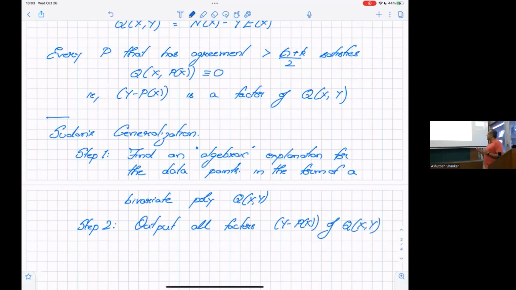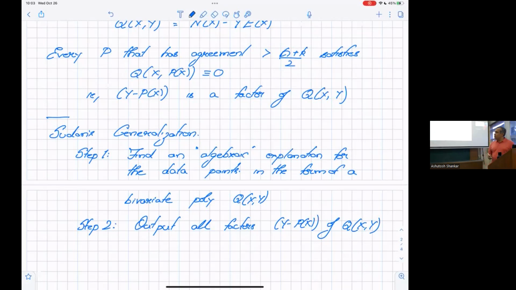I just mean output all polynomials p such that y minus p of x is a factor of Q of x, y. There might be some spurious factors, but given a polynomial p, you can check whether its agreement with the data is more than t or not. You can explicitly do this check. So this is the generalization of what we did before.